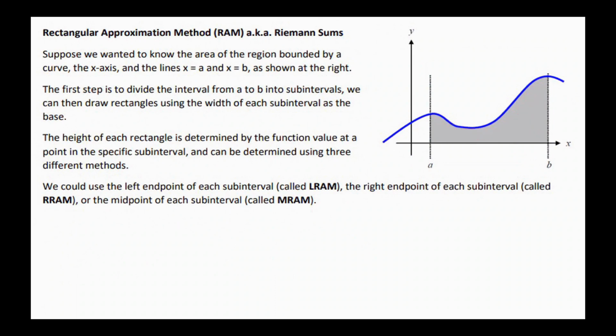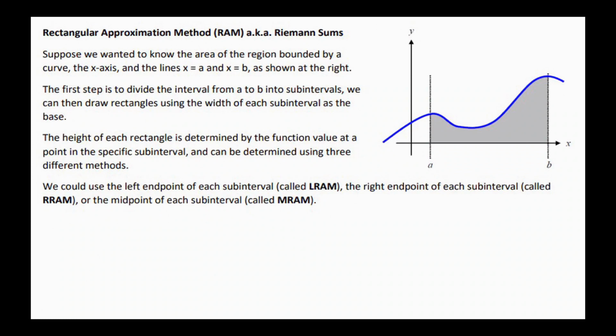Our first step is we're going to divide the interval into subintervals. We can then draw rectangles using the width of each subinterval as the base. The height of each rectangle is determined by the function value at the point in the specific interval and can be determined using 3 different methods. So there's 3 different types of rectangular approximation. The first one is called LRAM. The RAM part is rectangular approximation method. L is left. L uses the left endpoint. R uses the right endpoint, and M uses the midpoint.